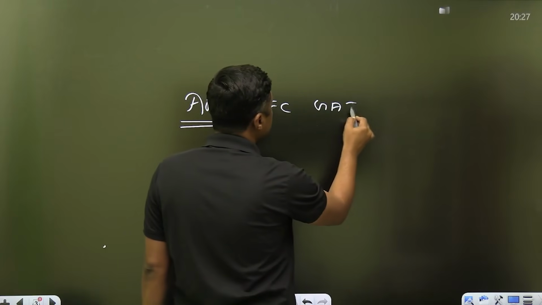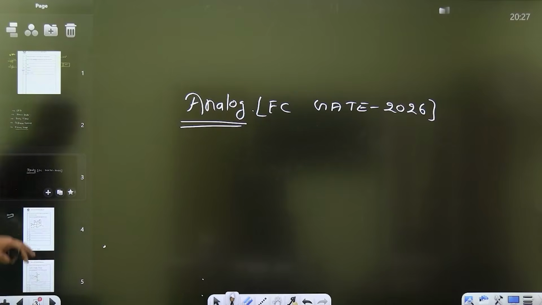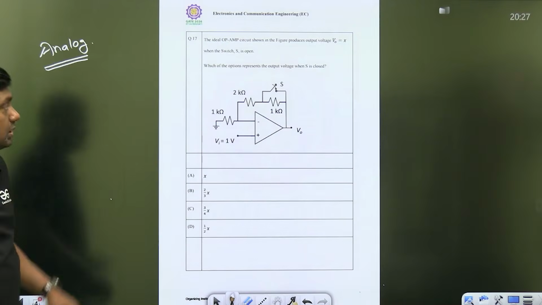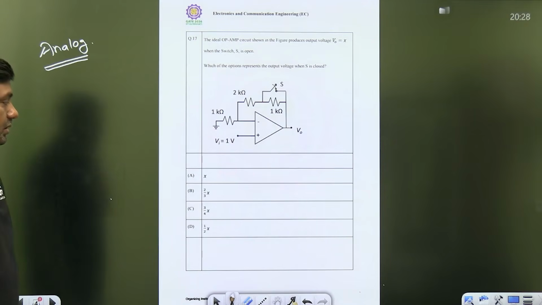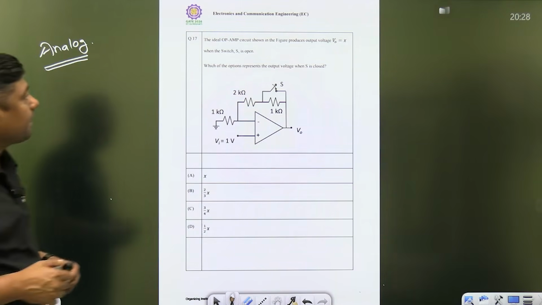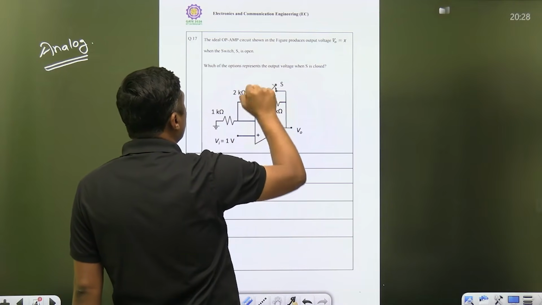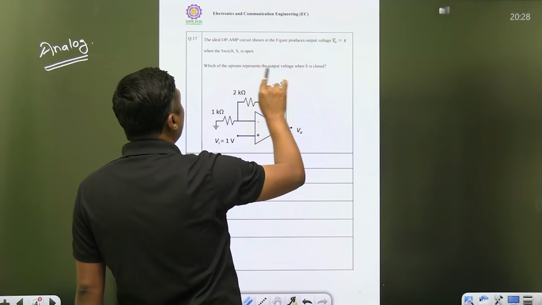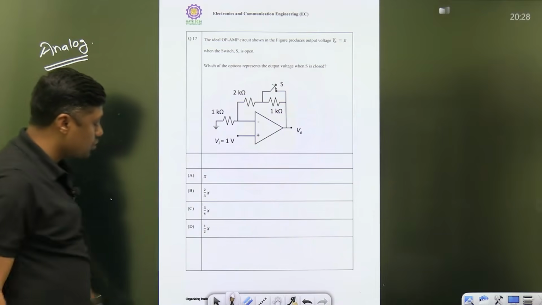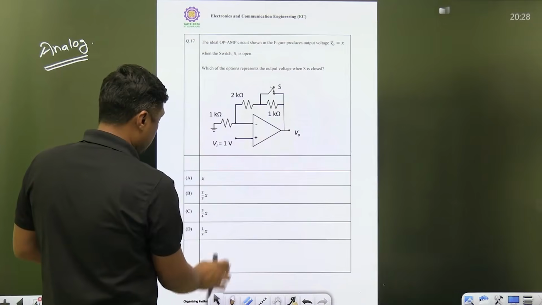GATE 2026 guys. Now this is the first question from the analog. Yes, operational amplifier it is given, right? Operational amplifier given. The ideal op-amp circuit shown in the figure produces output voltage V0 equal to X when the switch S is open. Which of the options represents the output voltage when S is closed, guys? When S is closed. So I think now it is a question visible or yes?